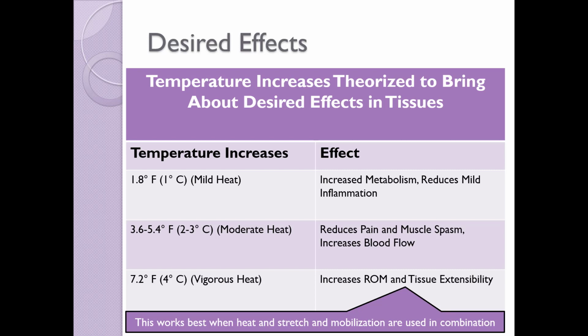A temperature increase of 7.2 degrees Fahrenheit or 4 degrees Celsius would result in vigorous heating. The overall effect would be an increase in range of motion and tissue extensibility. Vigorous heating is more effective when it is combined with stretch and mobilization. If the intensity is reduced, treatment time should be increased.